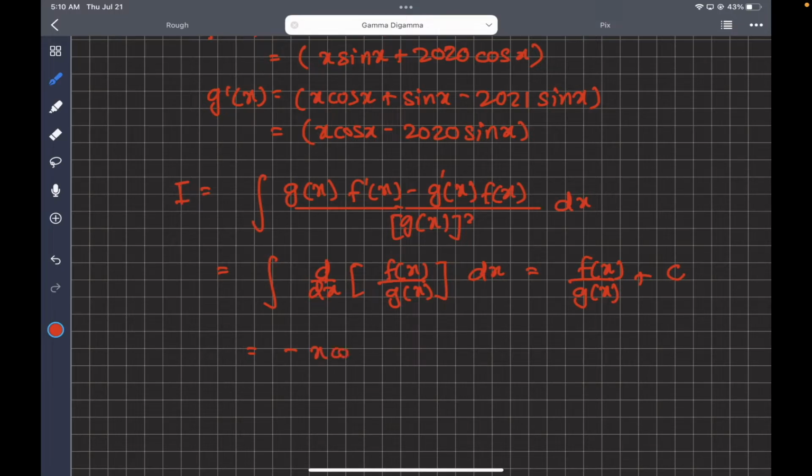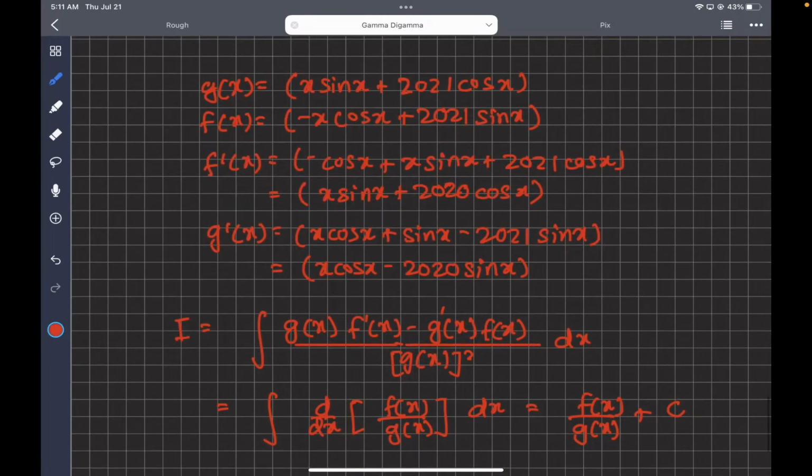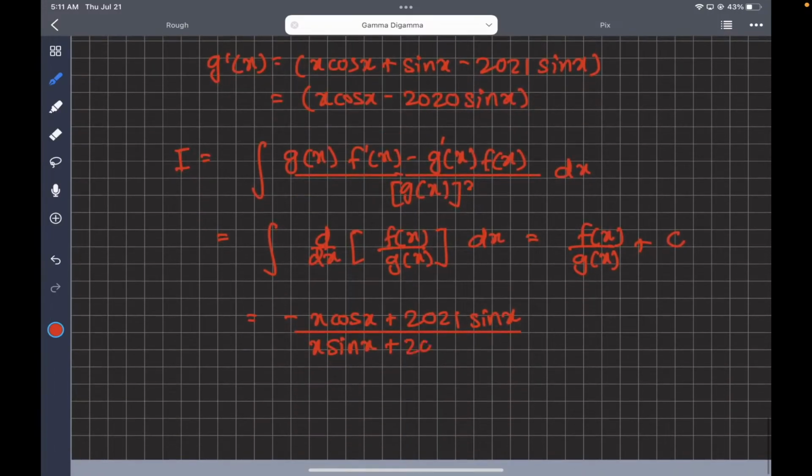Minus x cosine x plus 2021 sine x divided by x sine x plus 2021 cosine of x plus c. There we go. This horrible integral has this answer.